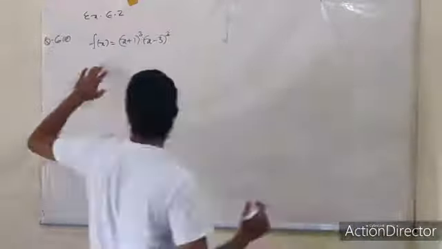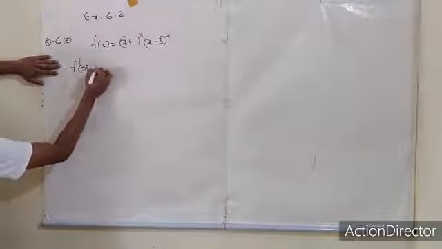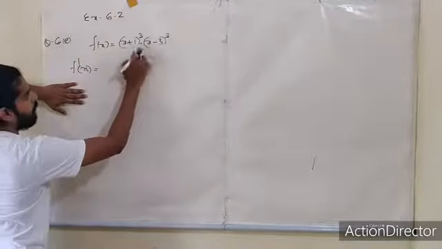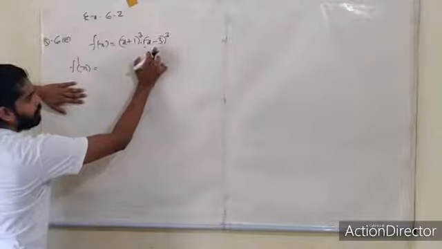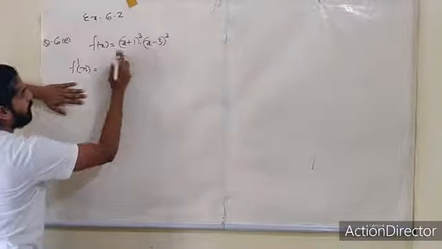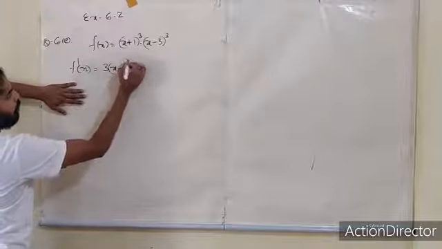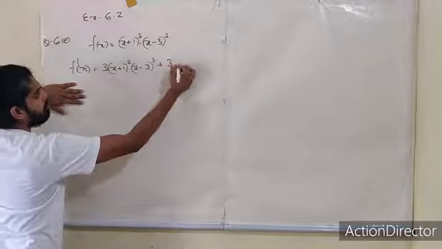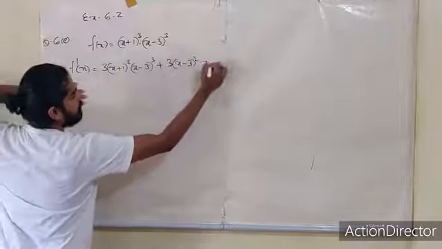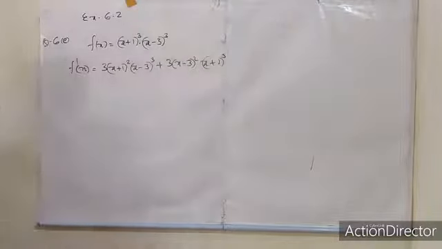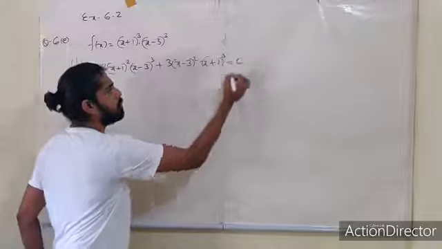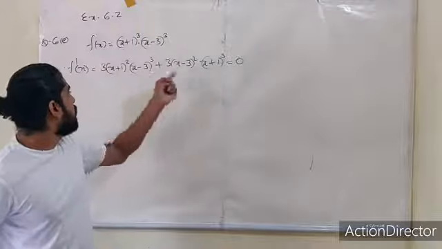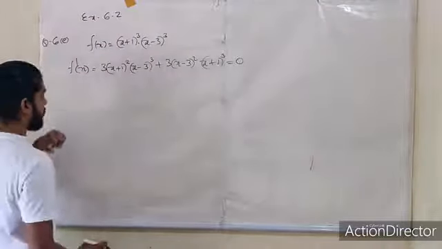So the first step is to differentiate the function, f'(x). We have to differentiate this by the product rule, since this is a product of (x + 1)^3 and (x − 3)^3. So the derivative of the first function, 3(x + 1)^2, into the second function, plus the derivative of the second function into the first function. Now equating this to 0, derivative equal to 0, and solve to find the values.